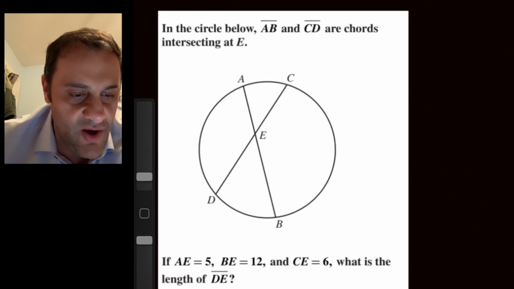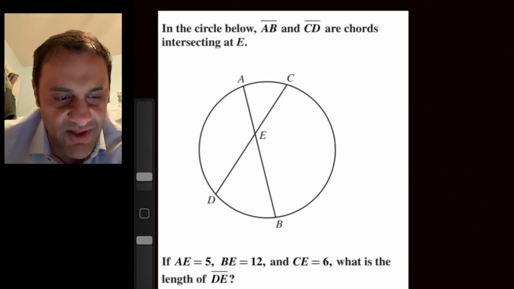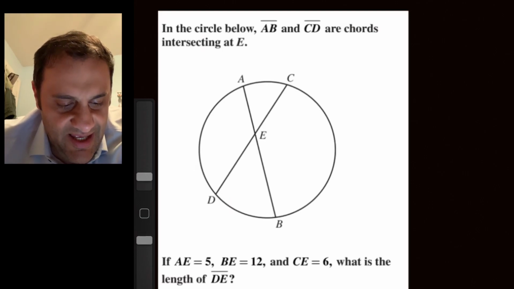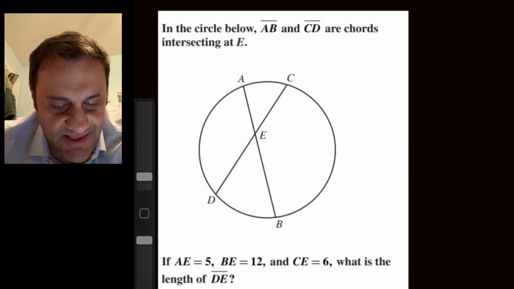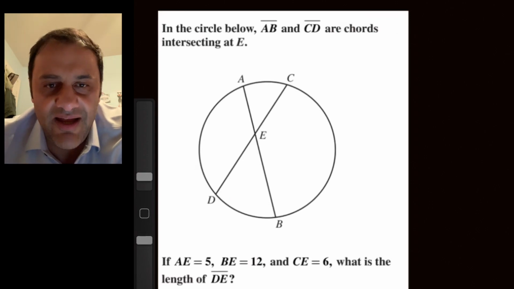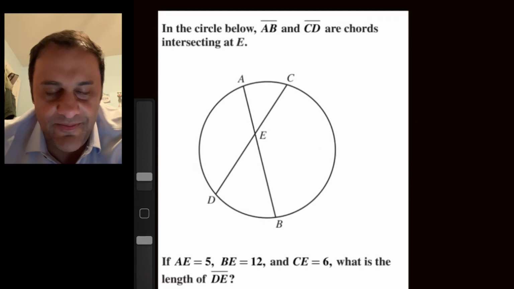Let's give this one a go. In the circle below, AB and CD are chords intersecting at E. AE equals 5, BE is 12, CE is 6. What is the length of DE? Give this one a shot on your own, and we'll do it together.